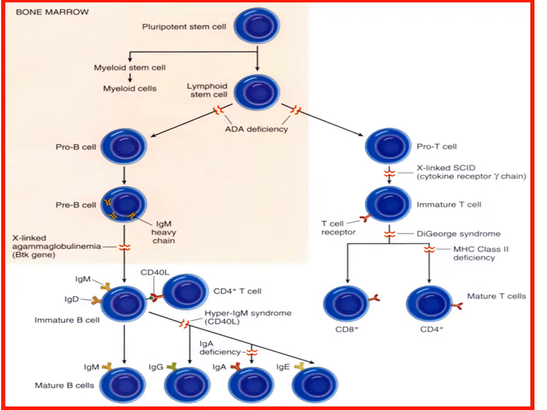Similarly, if there is CD40 ligand deficiency, that results in hyper IgM syndrome, there will be no further differentiation into other immunoglobulin subtypes. Selective IgA deficiency results in IgA deficiency syndrome. There will be absence of IgA antibodies that line the mucosal surfaces of the GIT tract, and there will be a defective response of the body at those sites.